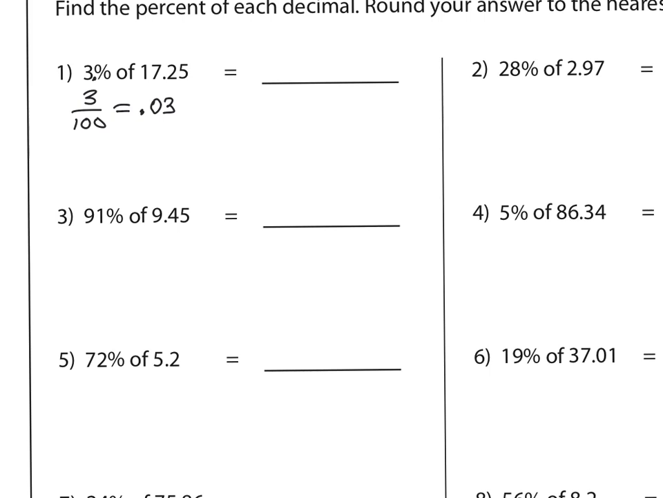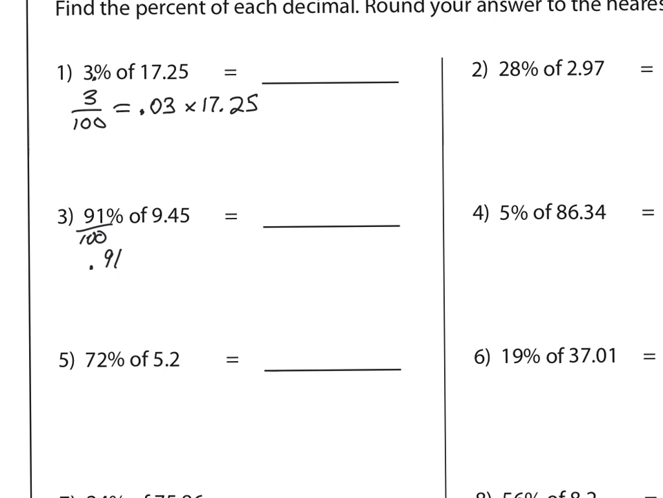Okay, so every percent is out of 100. So every one of them we're going to be dividing by 100 technically, but you can use the shortcut of simply moving the decimal 2 places to the left. Okay, and then all we're doing is taking that new decimal and we're multiplying by the value that they give us.